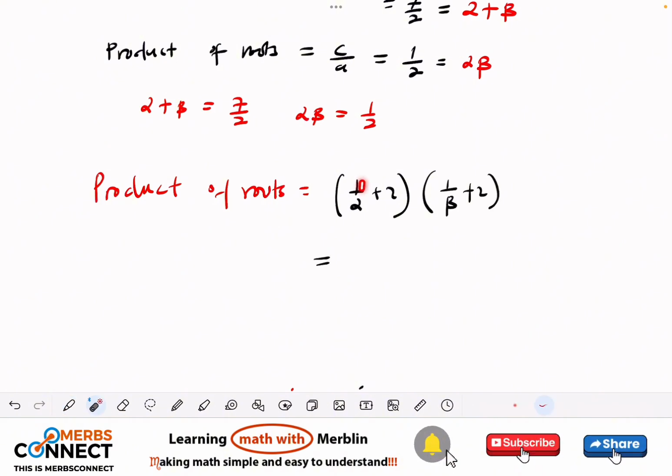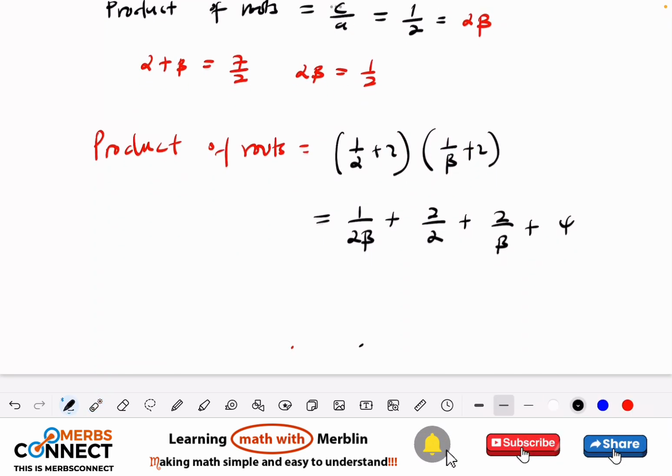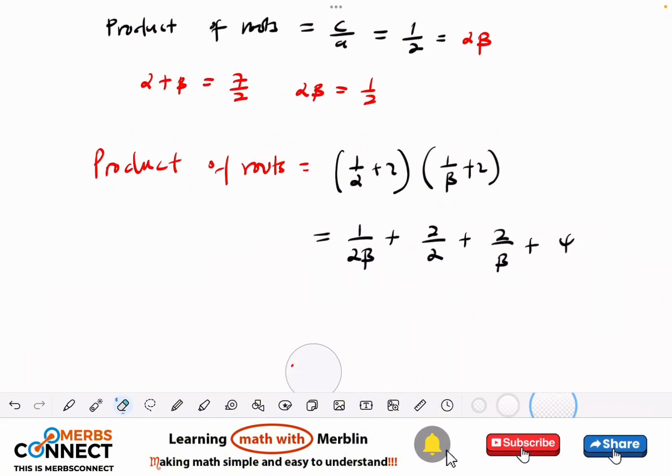So let's just multiply this times this, it is going to give us 1 over alpha beta, plus this times this is going to give us 2 over alpha, plus this times this is going to give us 2 over beta, plus 2 times 2 is going to give us 4. Fortunately for us, we have alpha and beta right here, so we can plug in the values, but here we need to find the LCM of these two so that we can combine them together.